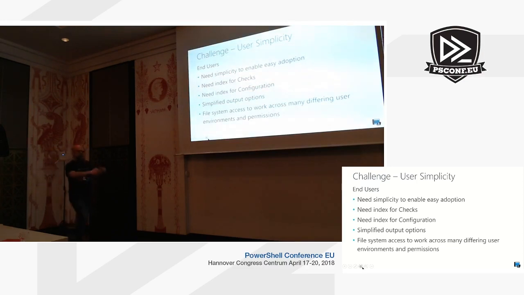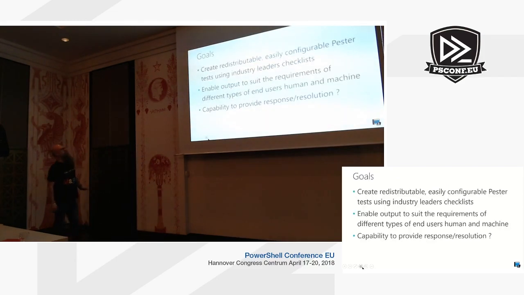And obviously, outputting, we want to be simple. We want to make sure that from our knowledge of working with DBA tools, we know that file system access is different because you get picked up by people all over the world who are using different languages, different cultures, different permissions. So we needed something that was able to work in all of these estates, or as many as we possibly could make it work for. So what we needed to do is to create a redistributable, easily configurable Pester test using industry leaders' checklists.